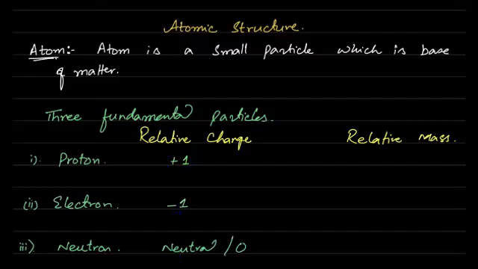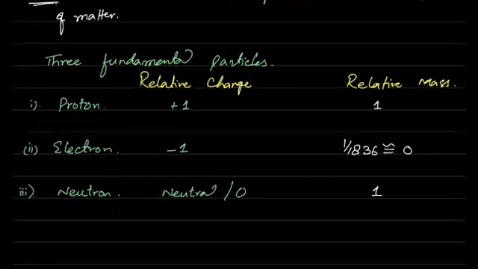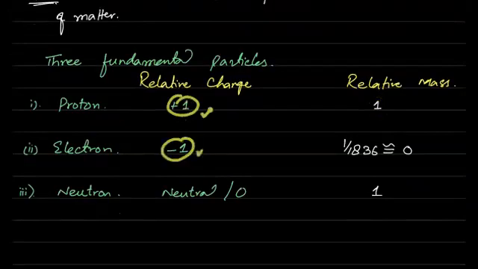And relative mass for proton and neutron, they are 1 and 1. And mass of electron is 1/1836, or you can write approximately 0 because this is a very small number. Due to the small number, you can take mass of electron as approximately 0. So this was about relative charges and relative masses. Actually, these charges are not the original charges. They are in relation to each other.